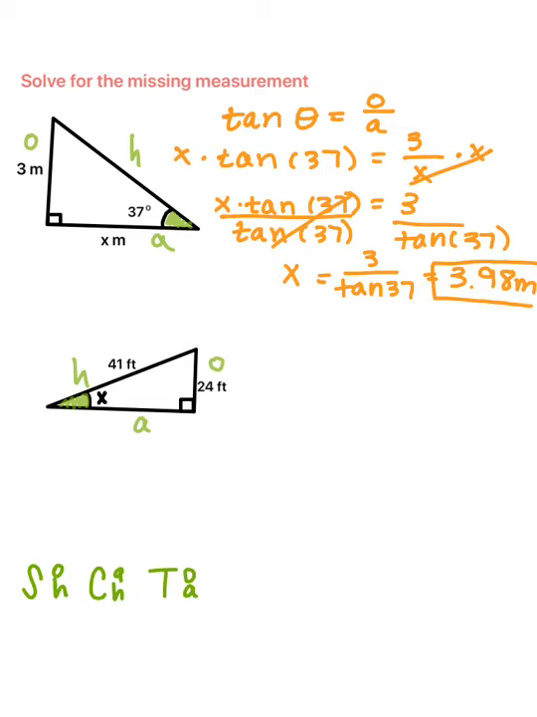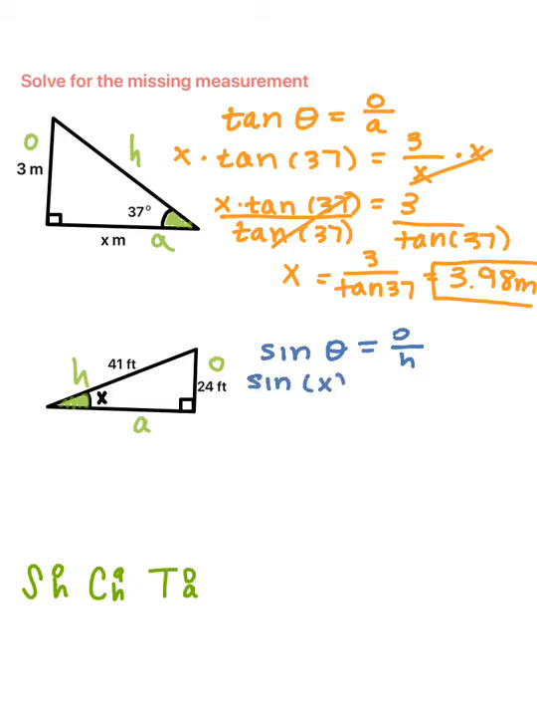Now let's look at the second problem. In the second problem, I am given my hypotenuse and I am given my opposite side. So which ratio am I going to use if I'm given my opposite and my hypotenuse? I'm going to use sine. Just like before, I am going to write out the whole equation first with the opposite and the hypotenuse and fill it all in, because that way I know I'm not missing anything.